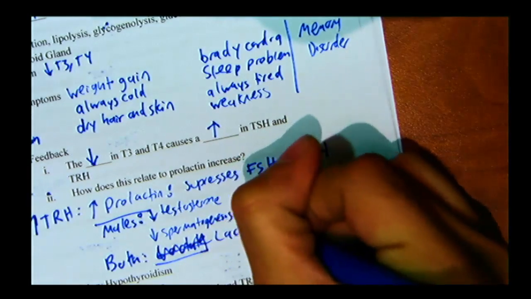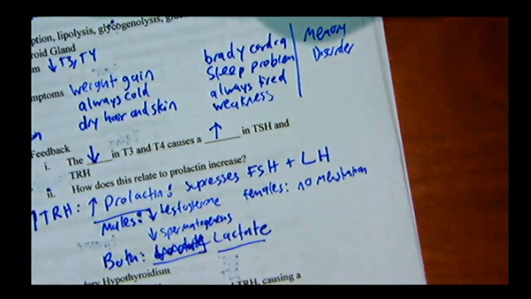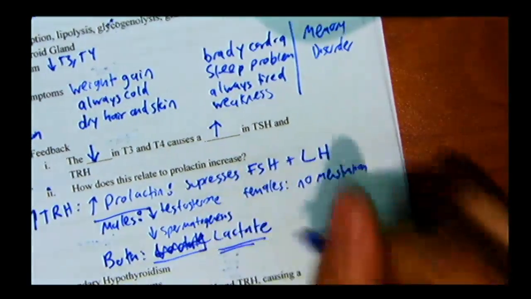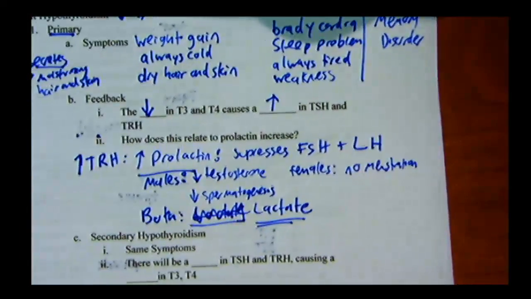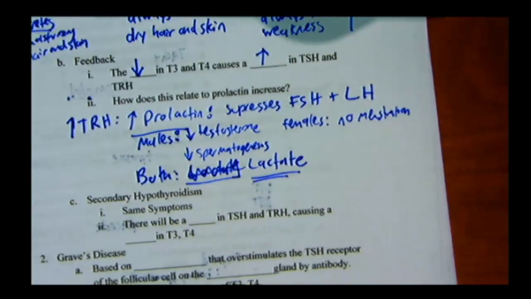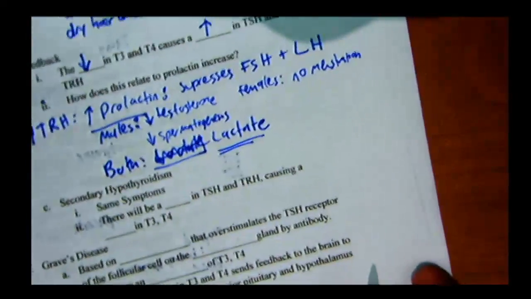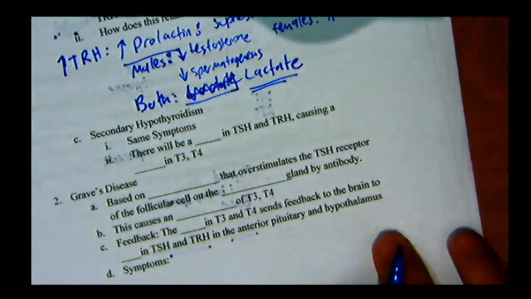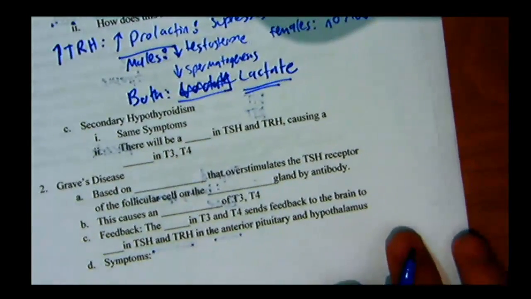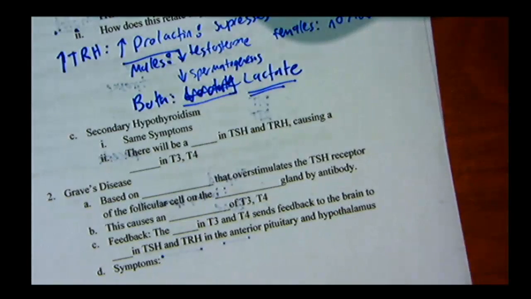Anyway, now we're at secondary hypothyroidism. So it's the same symptoms, but there will be a what in TSH and TRH? Decrease, causing a what in T3, T4? Decrease. Remember, everything increases or everything decreases in secondary? Yeah, in this case, decreases, yeah.